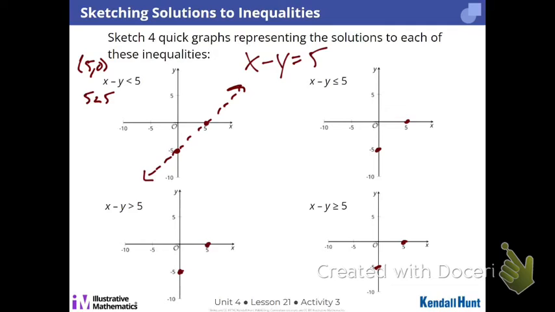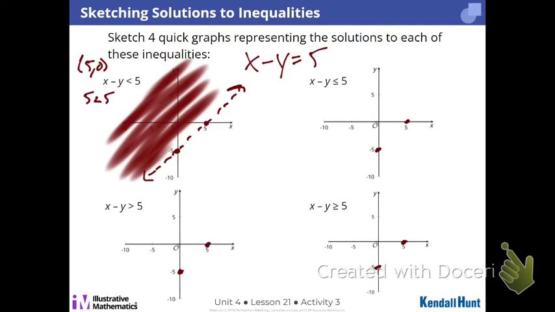Yes, so if the origin is true, that side needs to be shaded. And if you want to be real careful, you can test something from the other side to make sure it's not true. But you don't really need to. If 0, 0 works, make sure it's shaded.